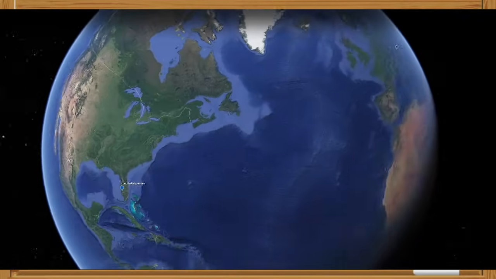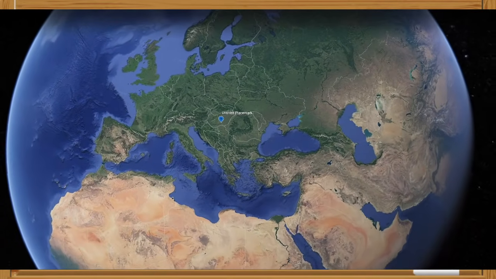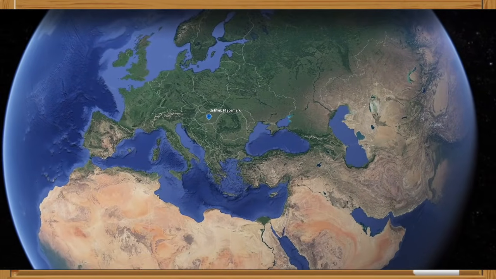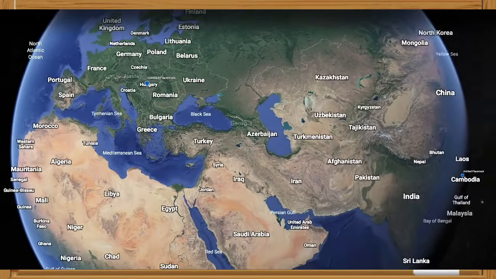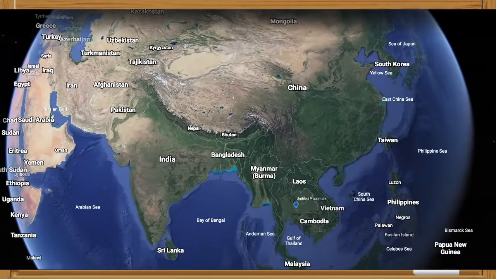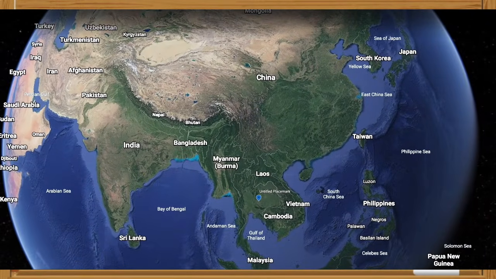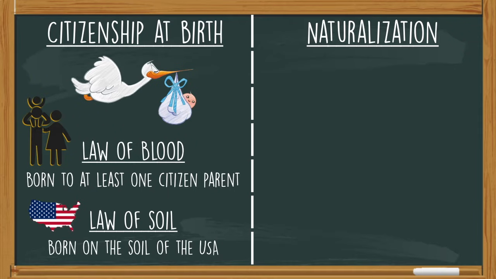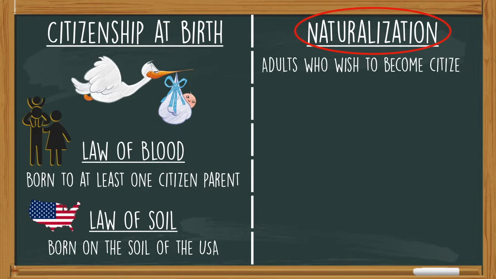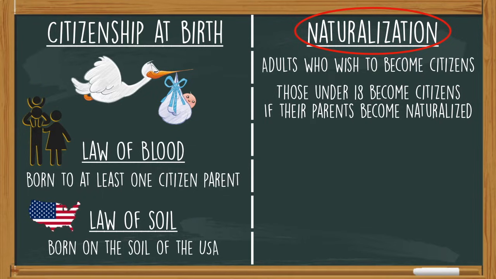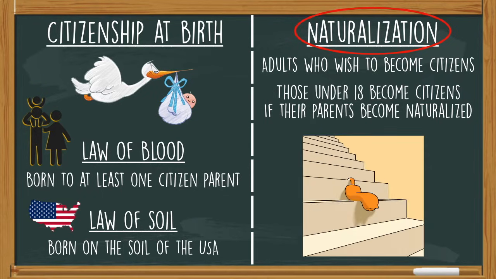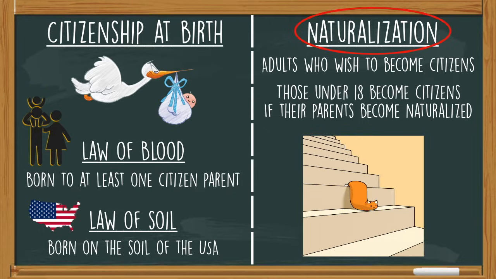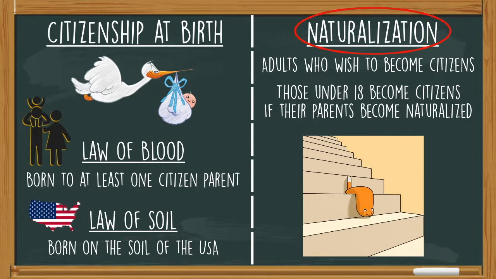Okay, but what if I wasn't born on the soil of the U.S. and my parents aren't U.S. citizens? How do I become one? What if I was born somewhere in Europe or somewhere anywhere else in the world? The only way to become a citizen at this point in time, if you weren't born one, is through the naturalization process. And this is a process for adults. If you're under the age of 18, then if your parents become a naturalized citizen, you too become a citizen of the U.S. There's a lot of steps to it though, so let's get to it.